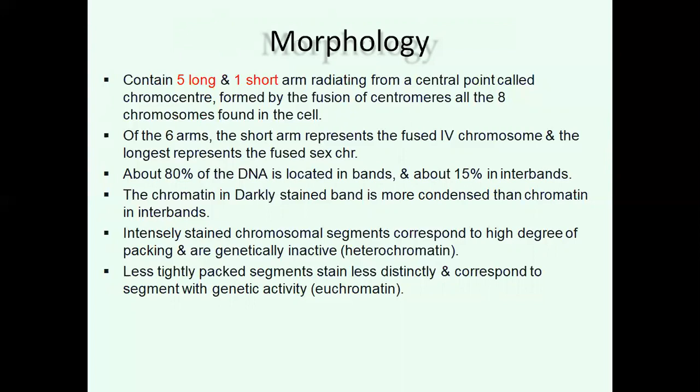About 80% of the DNA is located in bands and about 15% in interbands. A polytene chromosome represents a distinct pattern of transverse banding, consisting of dark colored bands alternating with light colored interbands. So in the band region, active DNA is present, and in the interbands, inactive DNA or inactive genes are present.